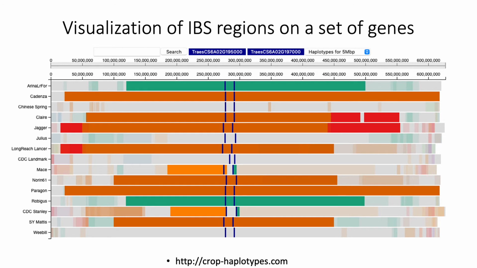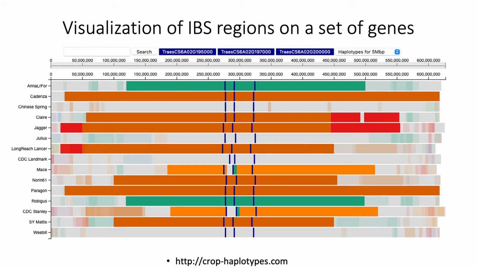We can keep adding genes to the visualization, and this will add the relevant haplotype blocks. In this example, the next gene shows that the original block from Arina has a small region in Mace and Stanley. Adding a third gene adds more haplotypes to the plot, as expected. In this example, we can see that the haplotype block in Mace and Stanley have the same haplotype in these three genes, but with a region that is broken.